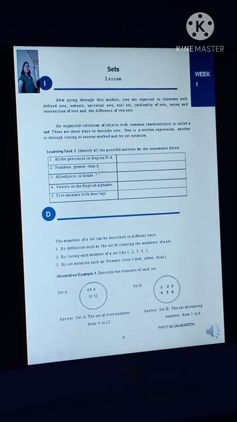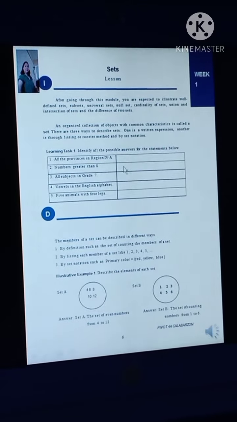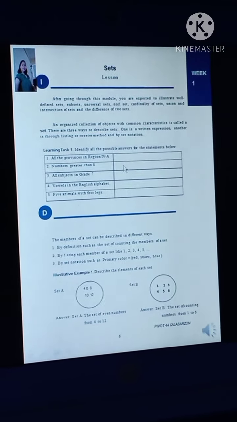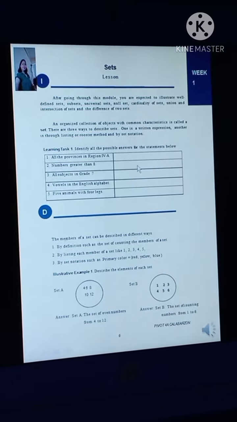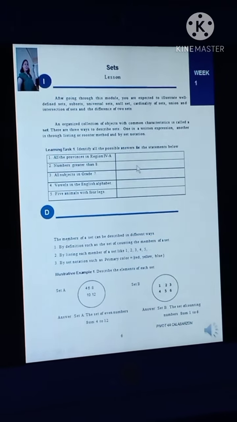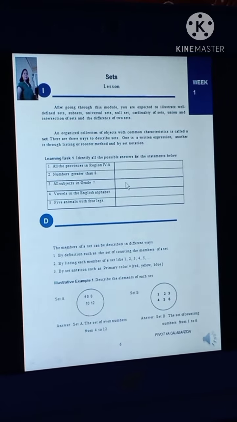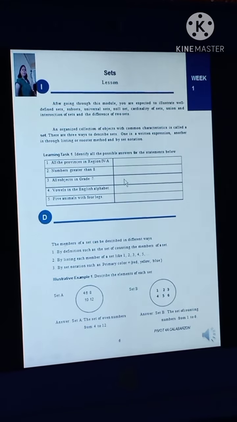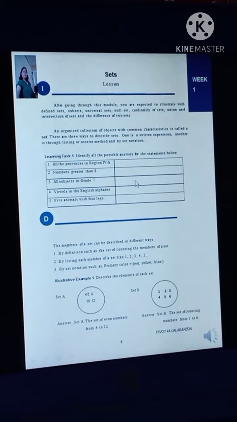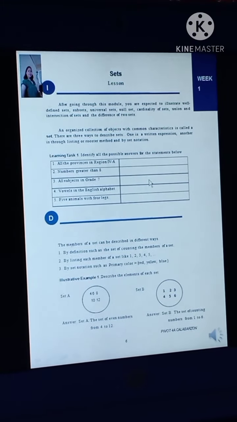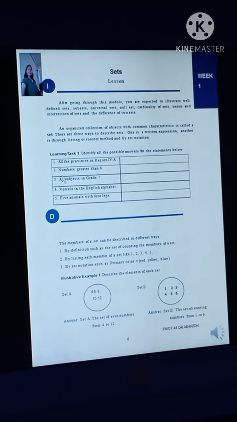Numbers greater than 8. Ibig sabihin, mas malaki sa 8. You start from 9. At least 5 numbers greater than 8. So, you write your answer here. All subjects in Grade 7. So, what are those subjects in Grade 7? Of course, you will have math, science, AP, ESP, and so on. So, all the subjects when you say.